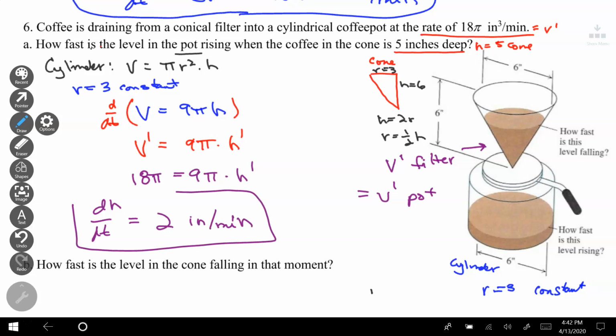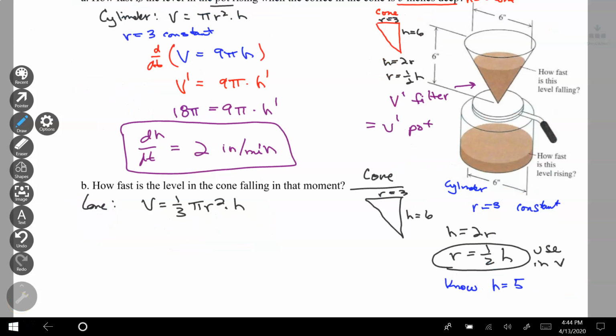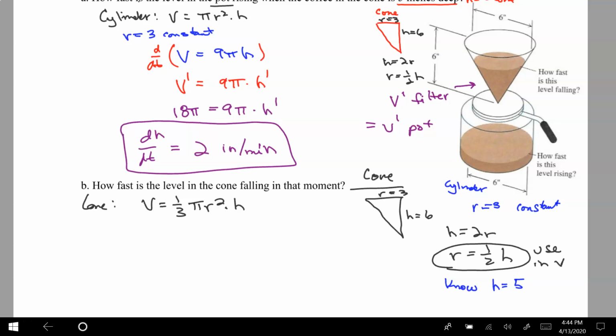So in the coffee pot at the moment, the height is changing by 2 inches per minute. This 5 inches in the cone didn't really matter. I didn't need it for this part of the question. Okay, in the bottom here, I redrew the shape of the cone, or the triangle. When my height is 6 of the filter, my radius is 3, so my height is twice the radius, or better yet, my radius is half the height. I'm going to use this in the V equation again.